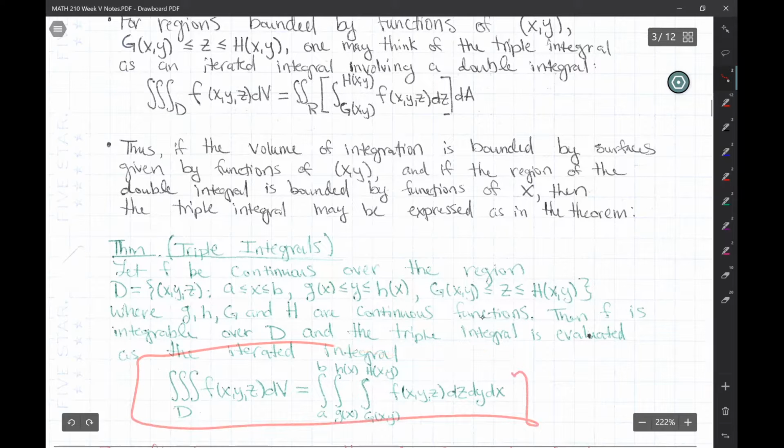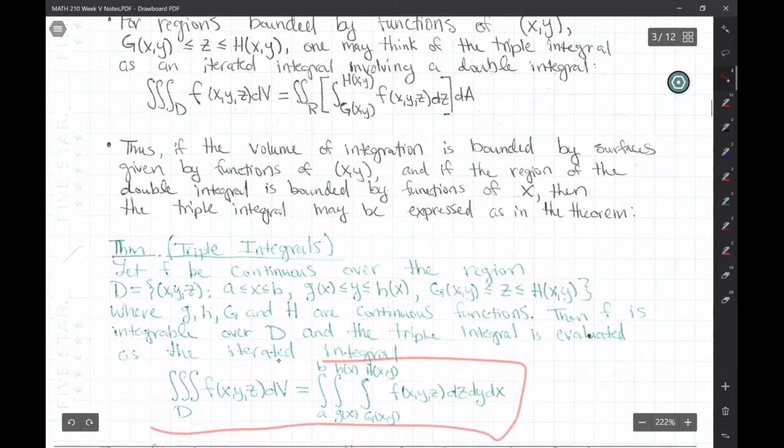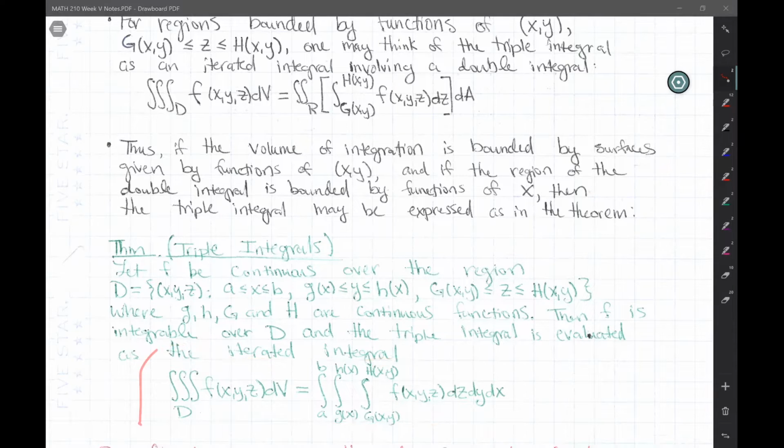Again, since the region of integration D may be bound by surfaces that are functions of x and y, and since the double integral is bound by curves that are functions of the variable x, we could then carry out this iterated integral to find the triple integral.